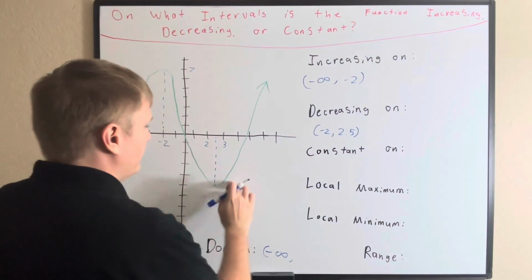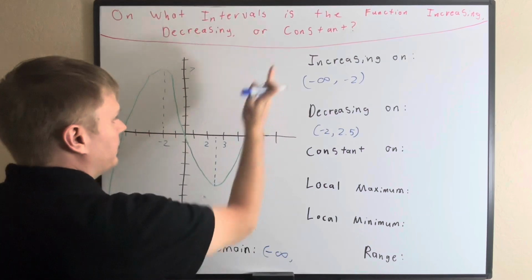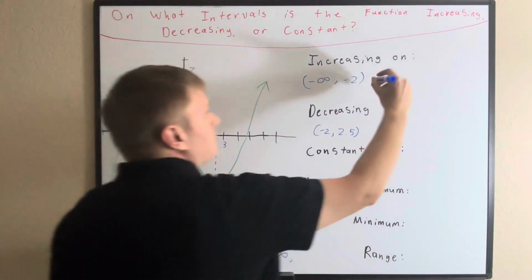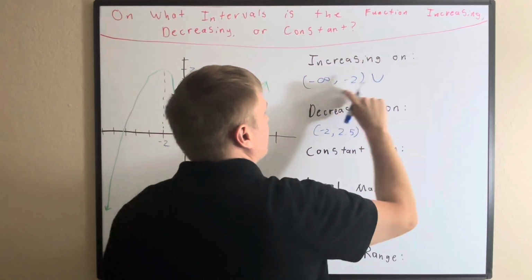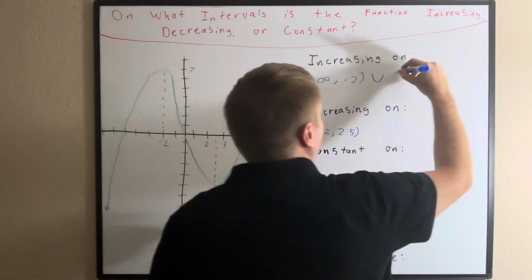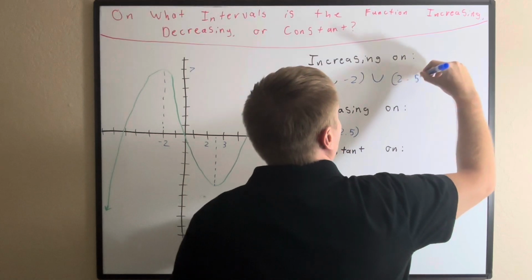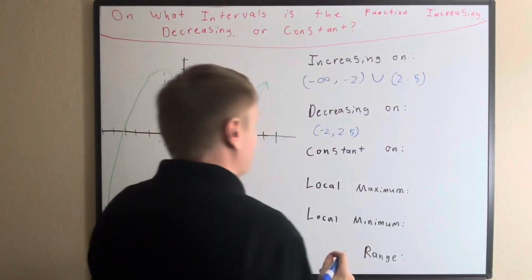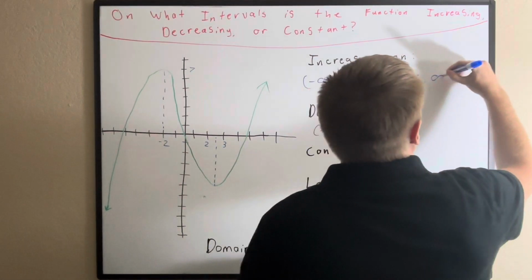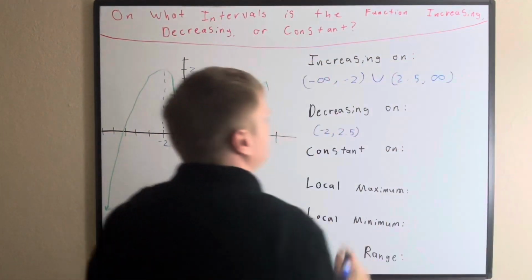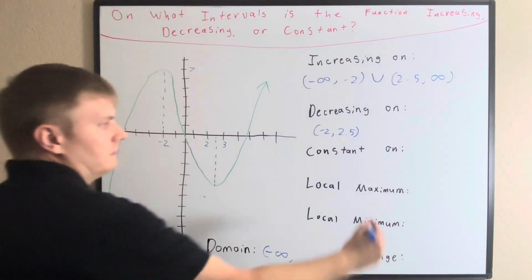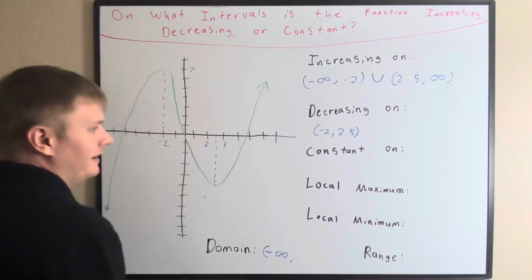Then what? Now we start increasing again, right? Because we're going up as we move left to right. So we're increasing on that interval in union with this interval from 2.5. Not done yet. To positive infinity. There we go. And it's constant nowhere.